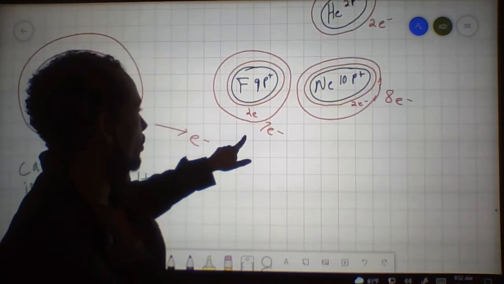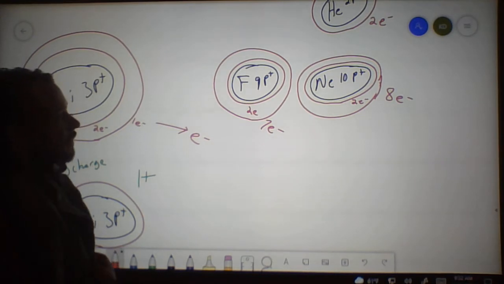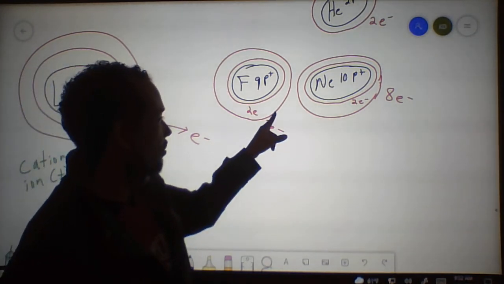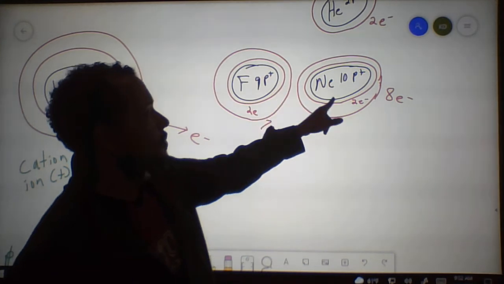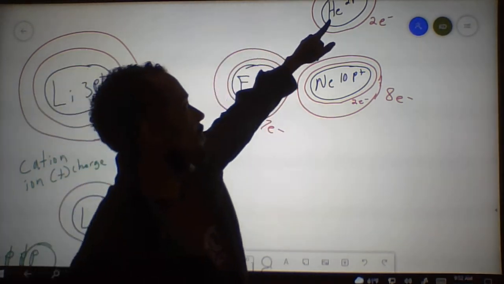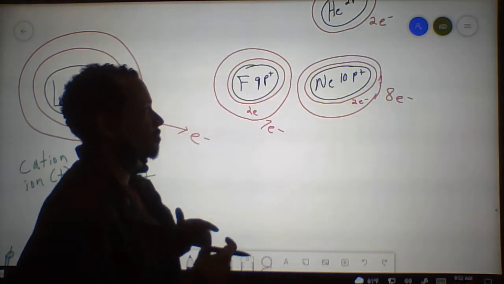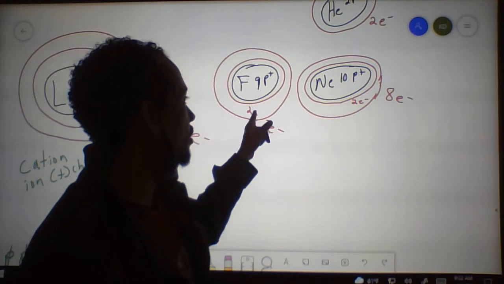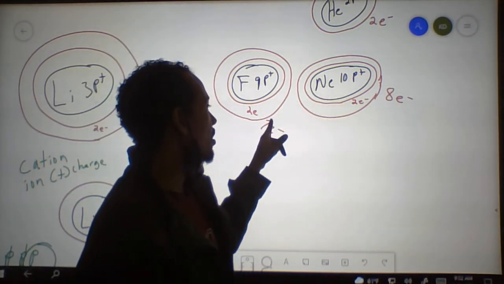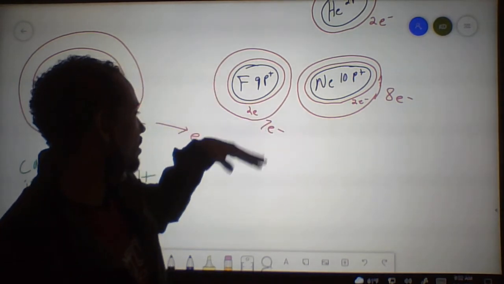All right, then the next one we're going to look at is fluorine. So fluorine is sitting here, and he can do the same thing. I can either gain 1 electron and become like neon, or I can lose 7 electrons and become like helium. The elements are going to try and become like the closest noble gas. The closest noble gas is going to be neon. It's easier to gain 1 electron than it is to try and get rid of 7.